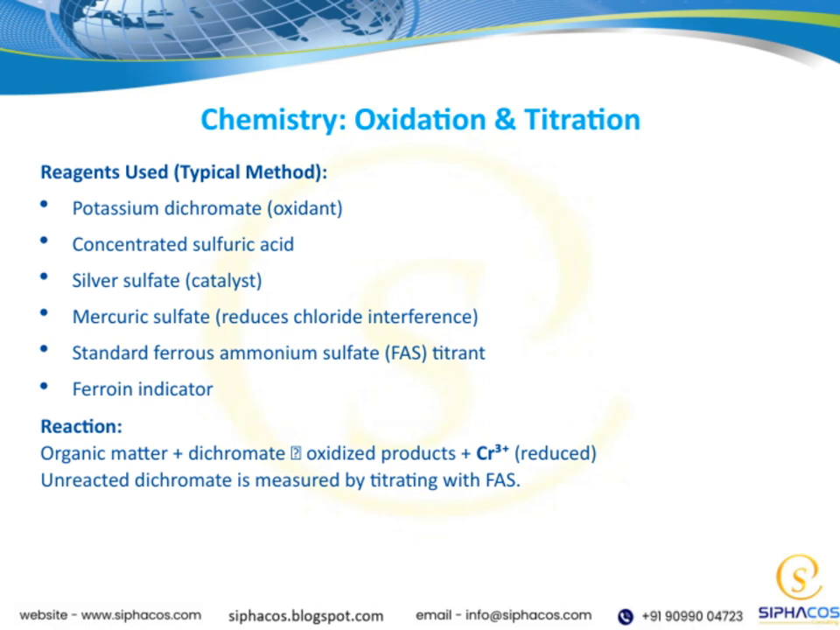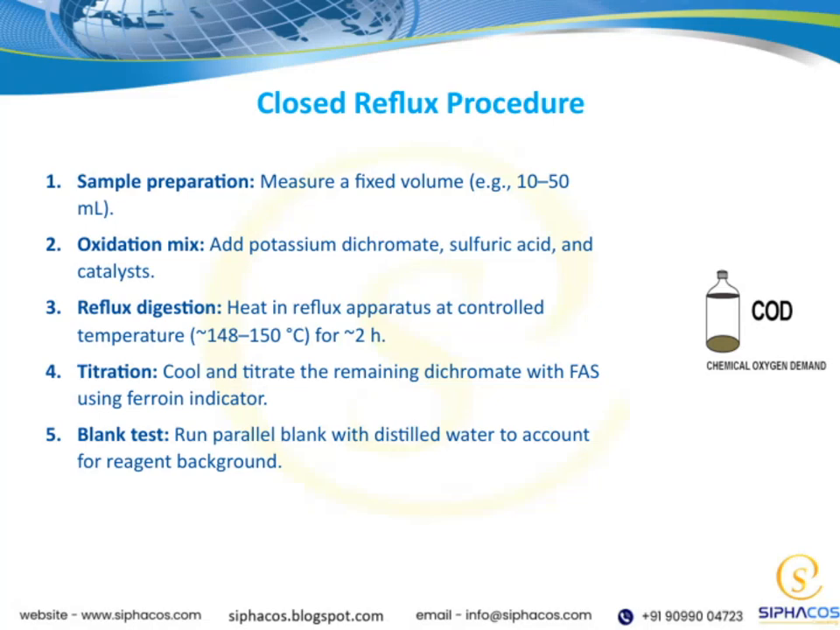This step is key because it allows us to determine the amount of organic matter present based on how much dichromate has been consumed. This method is a classic example of how oxidation and titration work together to analyze complex samples accurately. Now let's discuss the closed reflux procedure.